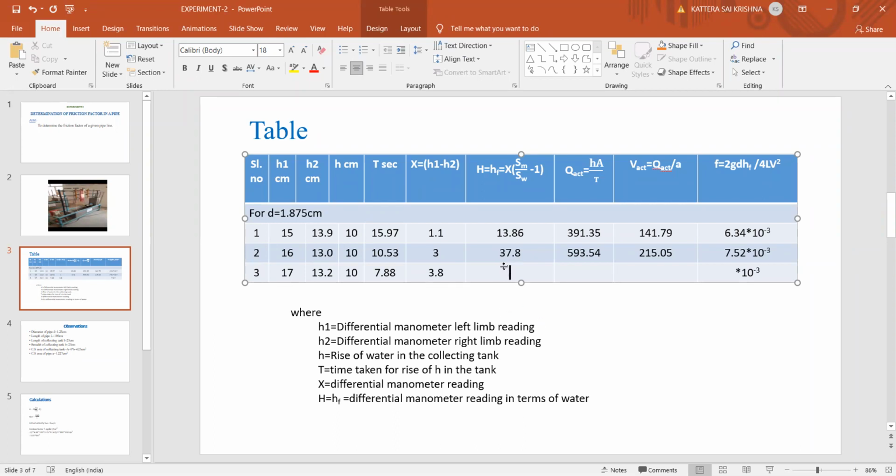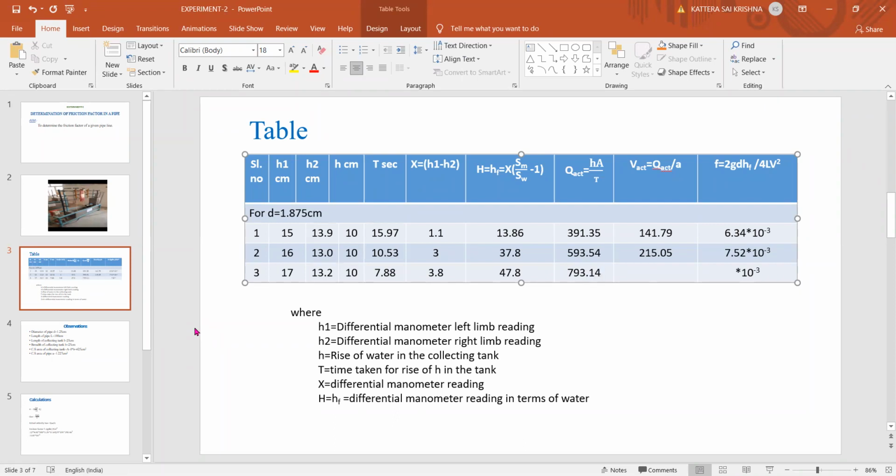Okay. Next, tell HF value, somebody. 47.8, sir. 47.8. Check others whether it is right. Yes, sir. Next value Q actual. 793.14. 793.1.